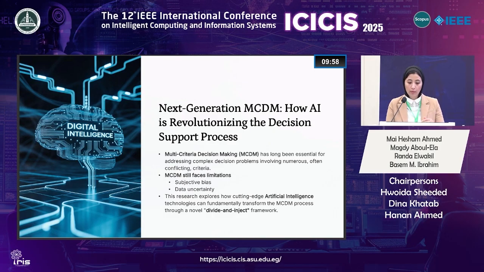We're going to talk about what multi-criteria decision making systems are and their steps. We're also going to cover some of its limitations, and we go through how artificial intelligence changes the core processes of multi-criteria decision making systems through our framework, divide and inject.